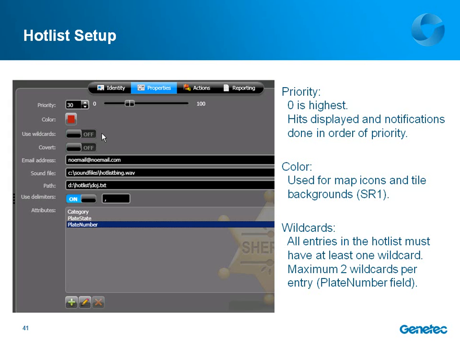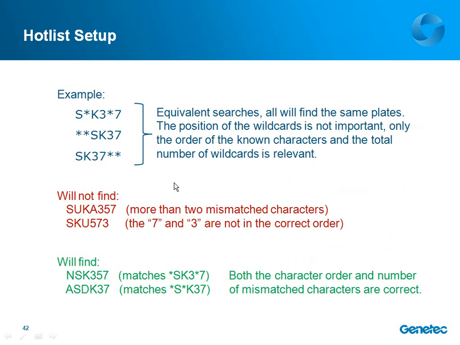When the hot list file is being imported, any plate number that has no wildcards or more than 2 wildcards will be ignored. The position of the wildcards is not as important as the order of the known characters. So, in the example here, all 3 of these plate searches with wildcards will find the same plates as long as they have 2 missing characters and have the letters S, K, and the numbers 3 and 7 in that order. It will not find the SUKA 357 plate because it has more mismatches than the number of wildcards we have specified.